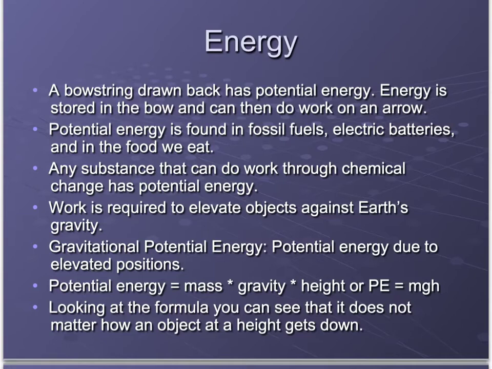Work is required to elevate objects against Earth's gravity. To lift something up off the ground, you're going to have to work against gravity. We have a specific kind of potential energy called gravitational potential energy. This is potential energy due to elevated positions. So gravitational potential energy is mass times gravity times height. Looking at the formula, you can see that it does not matter how an object gets to a height, just that it gets to that height.